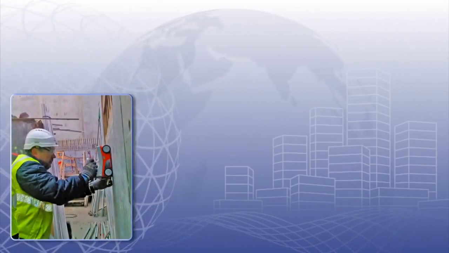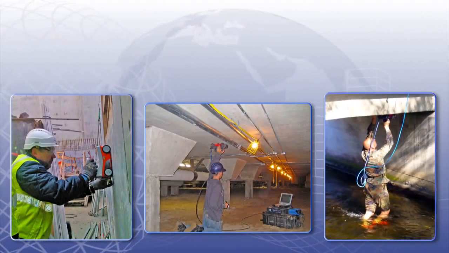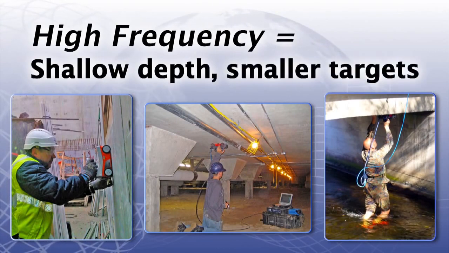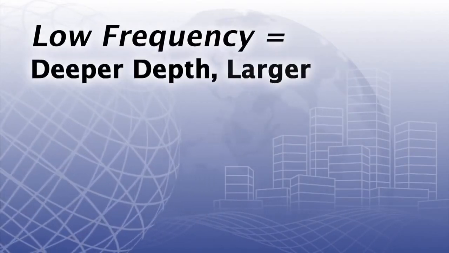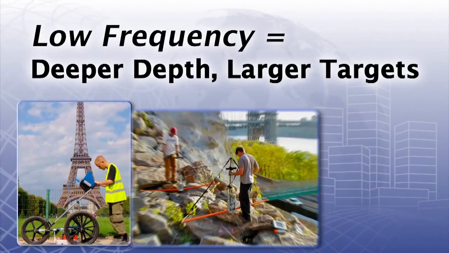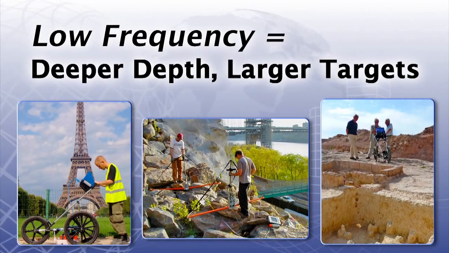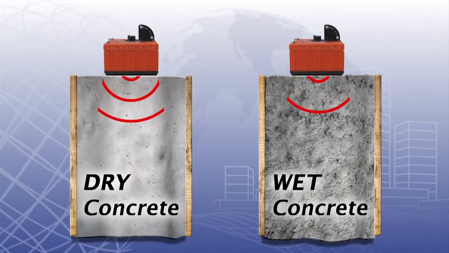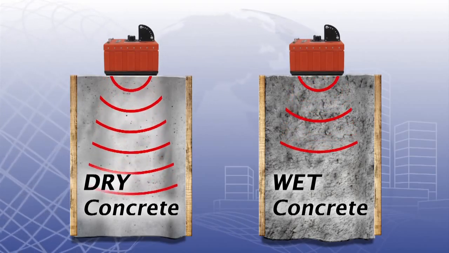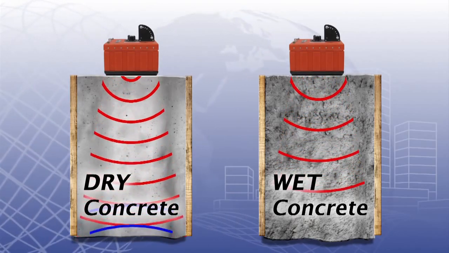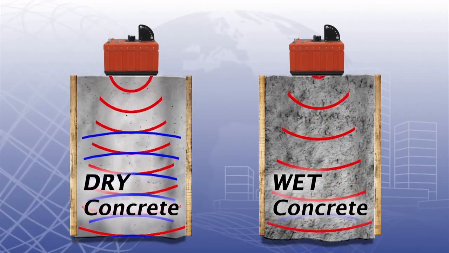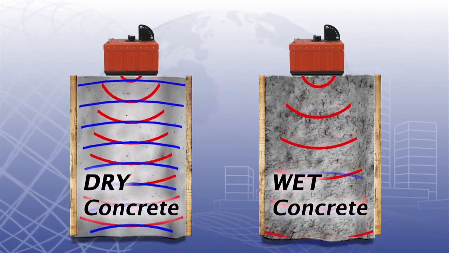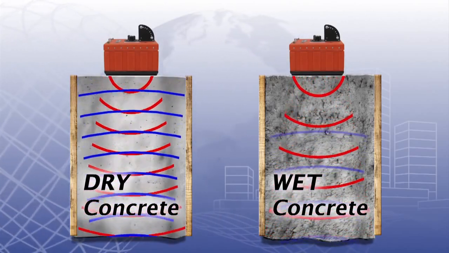Antennas come in various frequencies, depending upon your application. High frequencies are for shallow depth and small targets, ideal for concrete applications. Low frequencies are for typically deeper depth and larger targets, such as utility, geological, and archaeological applications. Survey areas with high conductivity can limit the depth and effectiveness of ground-penetrating radar. An example of this would be clay soils, or uncured or green concrete.